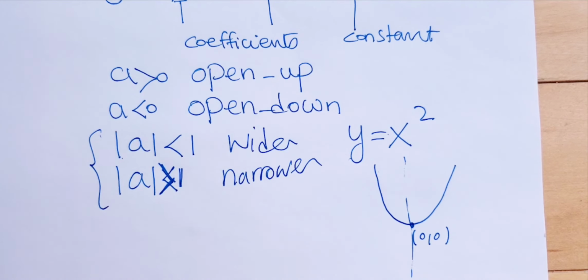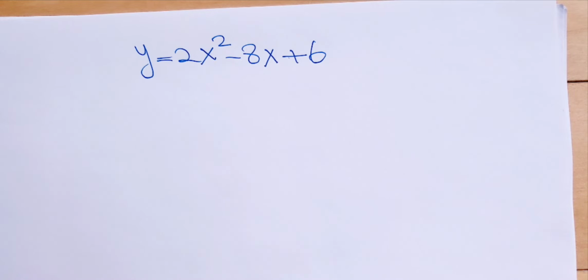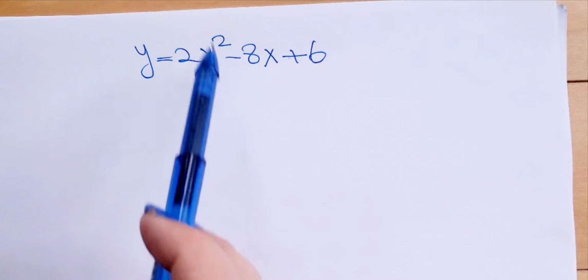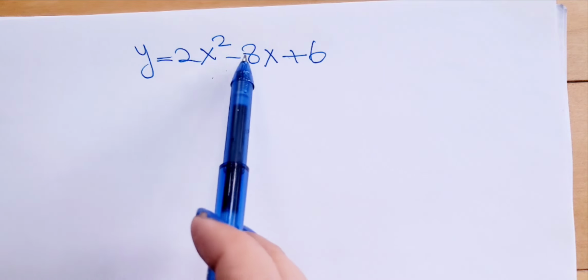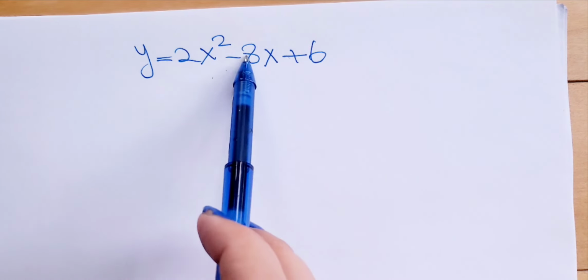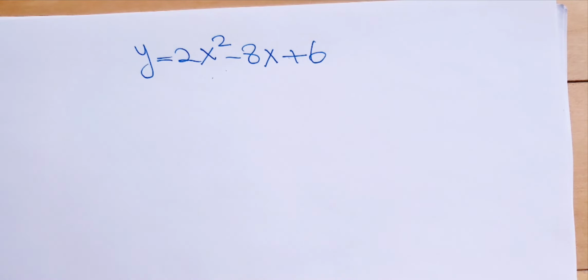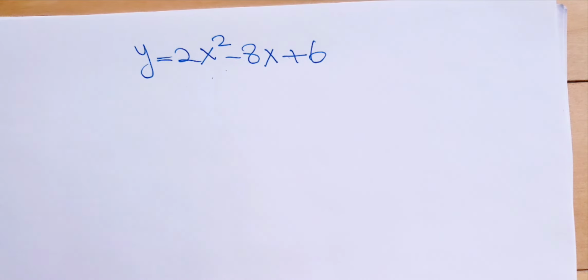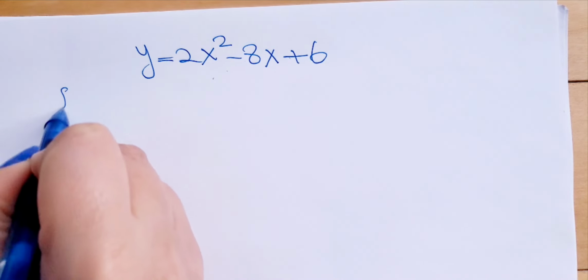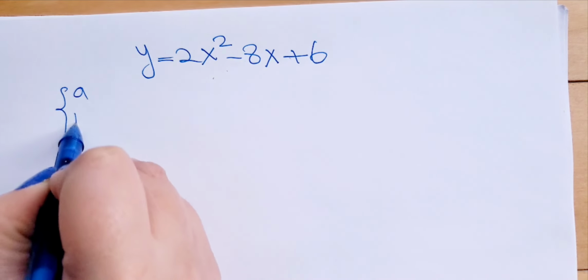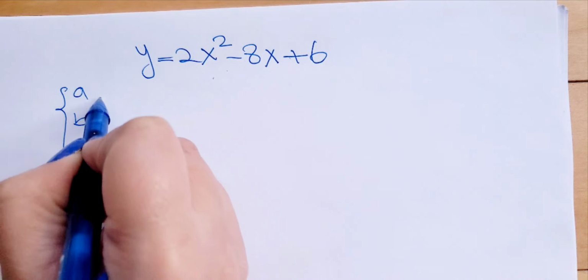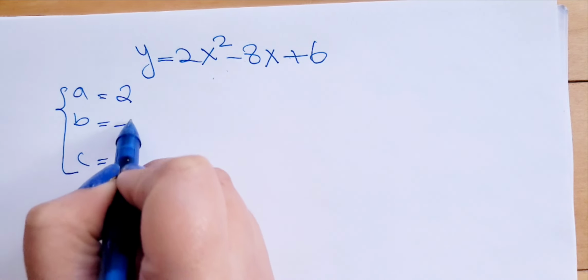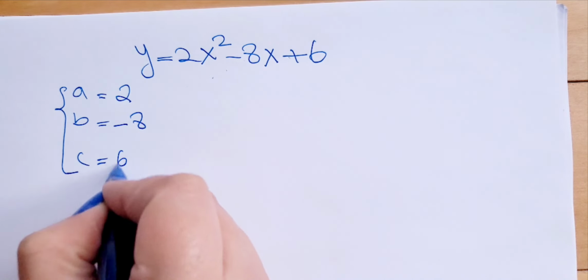Let's try to do a few examples together. In this example, we have 2 times x to the power 2, minus 8 times x, plus 6, and we want to graph it. Let's start by identifying our a, b, c. The a is 2, the b is negative 8, and the c is 6.